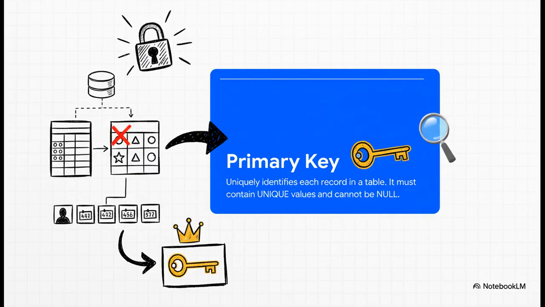So let's zoom in on the most important guardian of them all, the primary key. A primary key's job is to uniquely identify every single row in a table. It's non-negotiable. For anyone who's been to college, think of your roll number. It was unique to you, right? That's exactly what a primary key does. It ensures every record has a one-of-a-kind identifier, which is absolutely crucial for preventing disasters like having two students with the same ID or billing a customer twice.